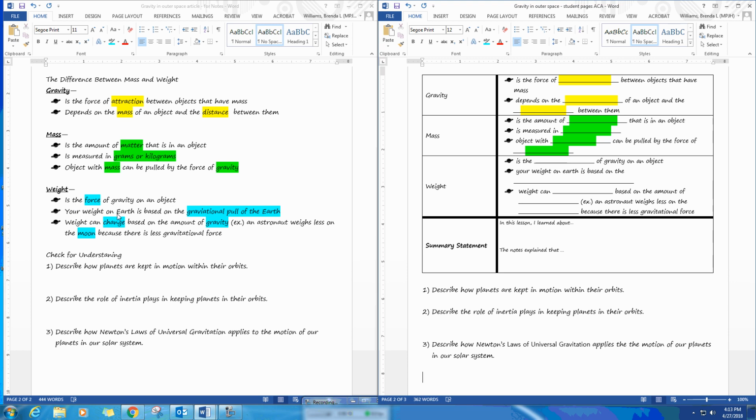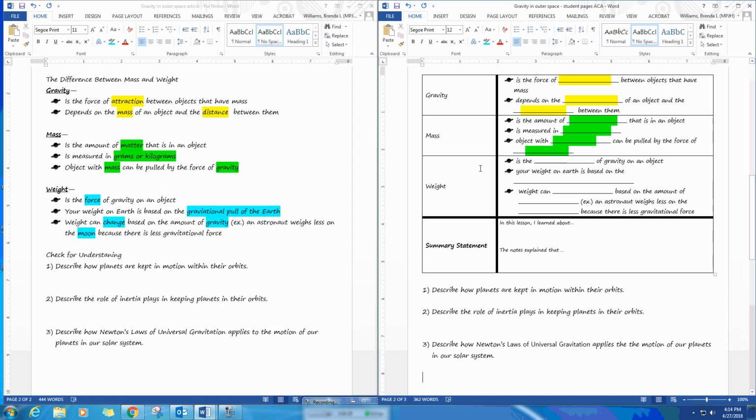So your weight on Earth is based on the gravitational pull of the Earth. And your weight can actually change based on the amount of gravity wherever you are. So an astronaut weighs less on the moon because there's less gravitational force. And that means out in space where there's no gravity, your weight would be 0. So that's an important thing to understand.